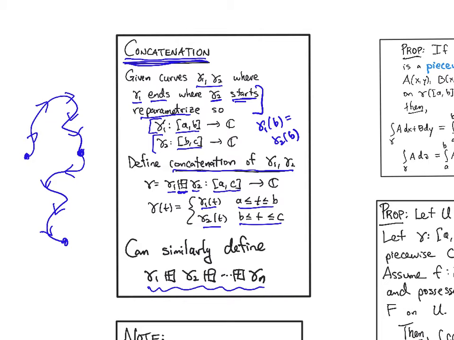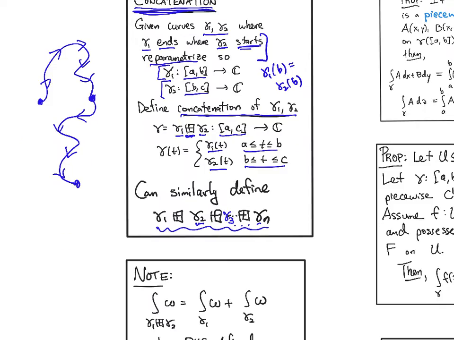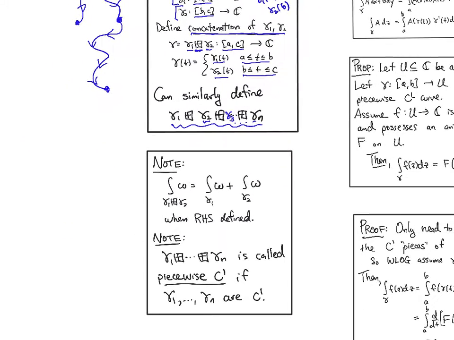And we can similarly define the concatenation of finitely many curves. You just need to make sure that gamma 2 ends where gamma 3 begins all the way down the line. You can define concatenation of N curves. Note, it's no big deal to show that if you concatenate two curves, then the integral will be equal to the sum of the integrals of the concatenation whenever the right-hand side is defined, meaning both of these things exist.